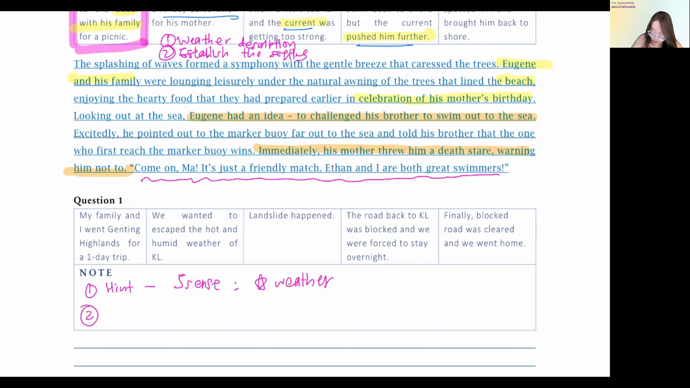Secondly, you have to build the roller coaster of emotion.